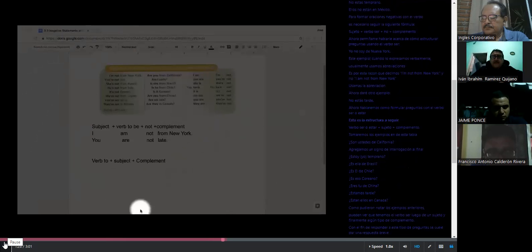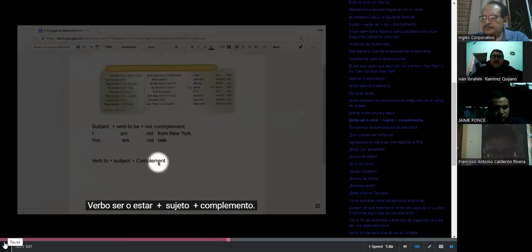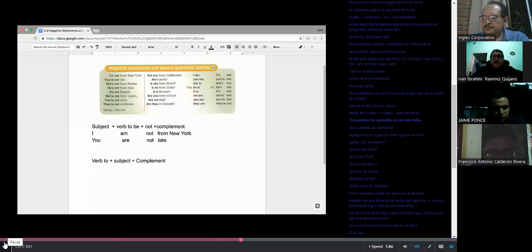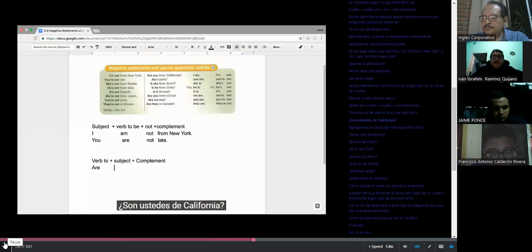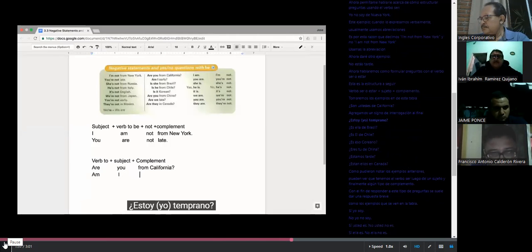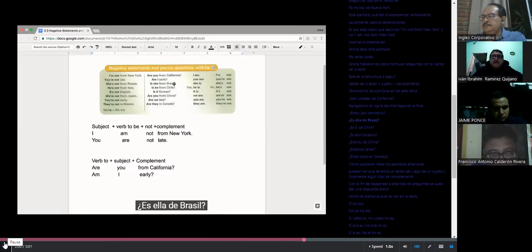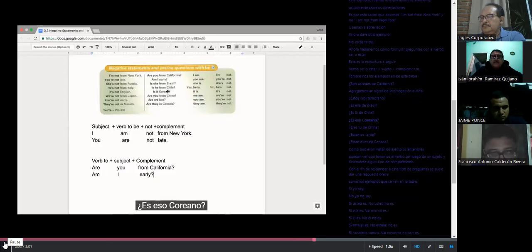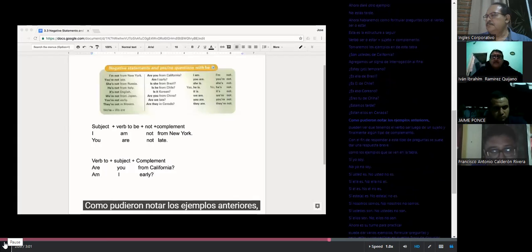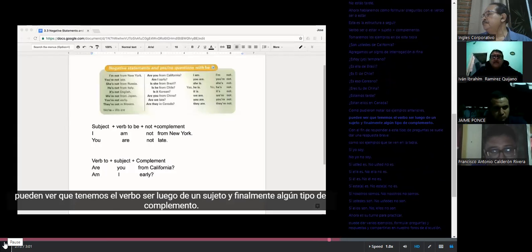This is the structure to follow: verb to be plus subject plus complement. We're going to take the examples from this chart. So, are you from California? And then put a question mark at the end. Am I early? Is she from Brazil? Is he from Chile? Is it Korean? Are you from China? Are we late? Are they in Canada?